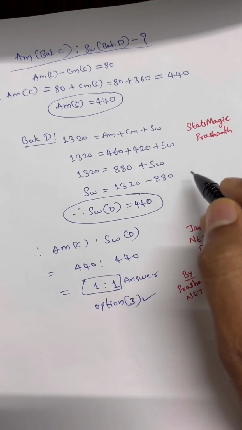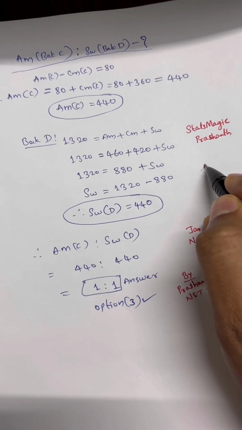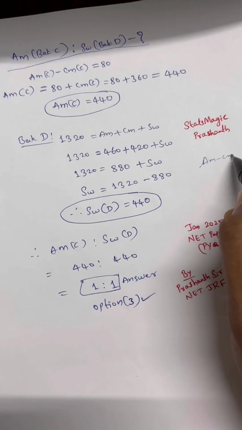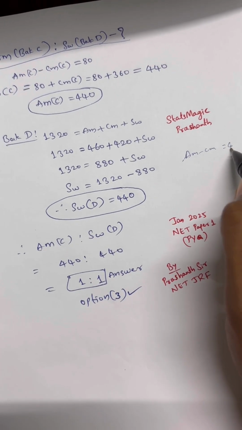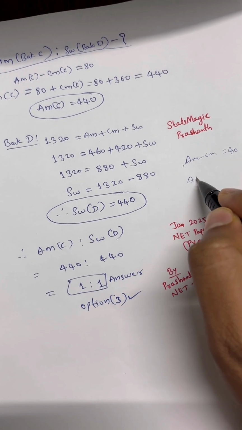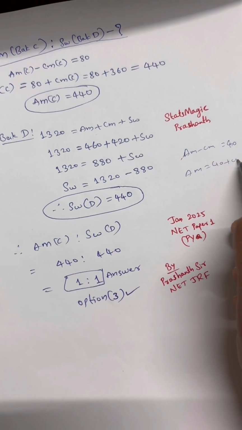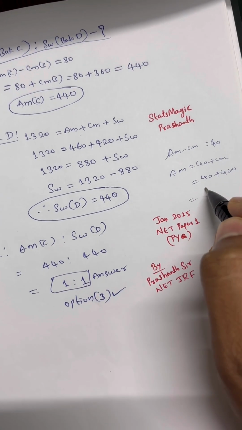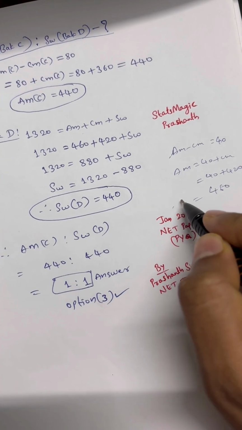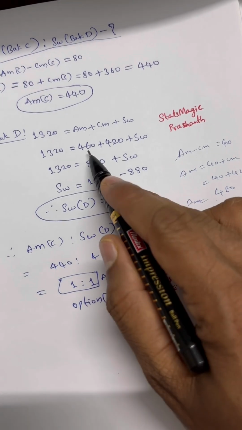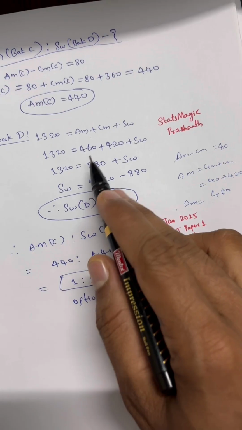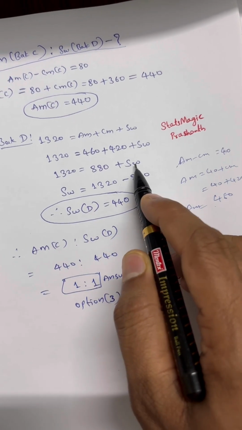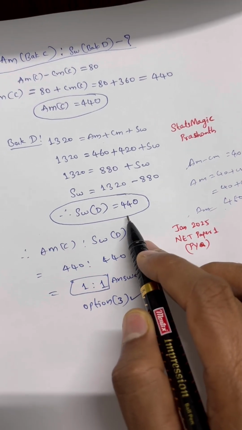That means American minus cornmeal is equal to 40. American is equal to 40 plus cornmeal. So cornmeal is 420 and 40 plus 420 is 460. So American is 460, cornmeal 420. Swedish you have to find out. So 460 plus 420 is 880, 880 plus Swedish. That means Swedish equals 1320 minus 880, which is 440.